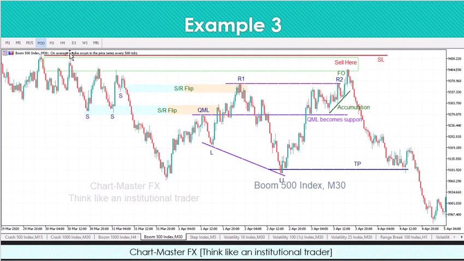So guys, here you can see that once you identify an MPL, you can also see that here we have support, and this support actually turned into resistance. So we have a flip area here, guys. We also have a flip area here, where support turned into resistance. And you can see that on that flip area, that's where we have the head of the Quasimodo.